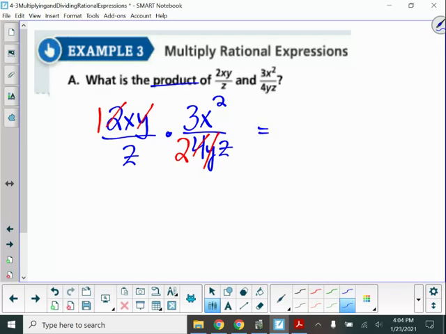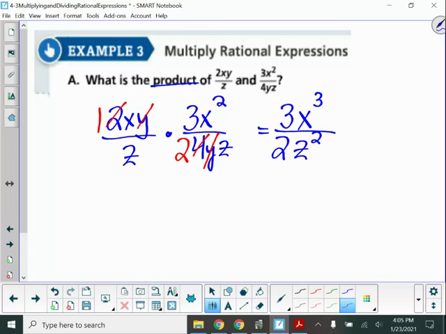Well, 1 times 3 on the top is going to give me a 3. X times x squared gives me an x to the 3rd power. On the bottom, the only coefficient I have is a 2. And then I multiply the two z's together, and I get a z squared.